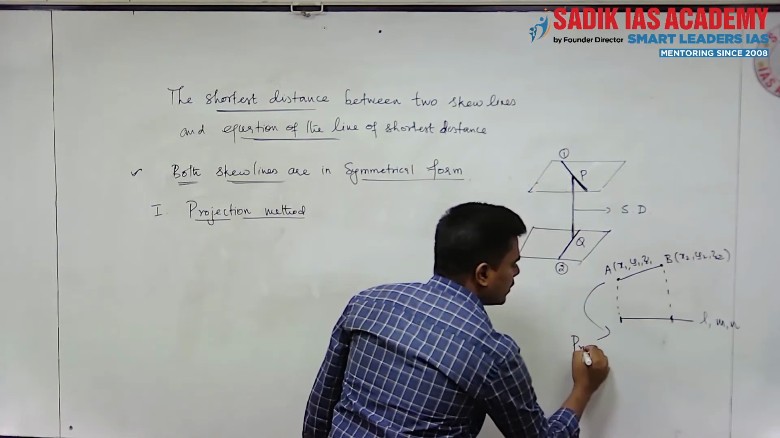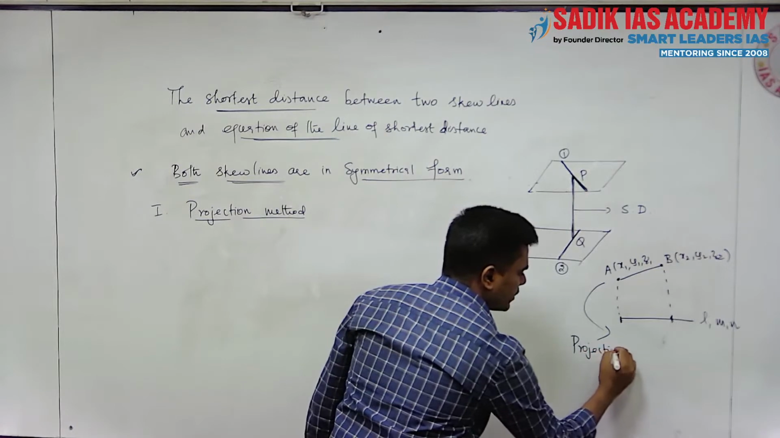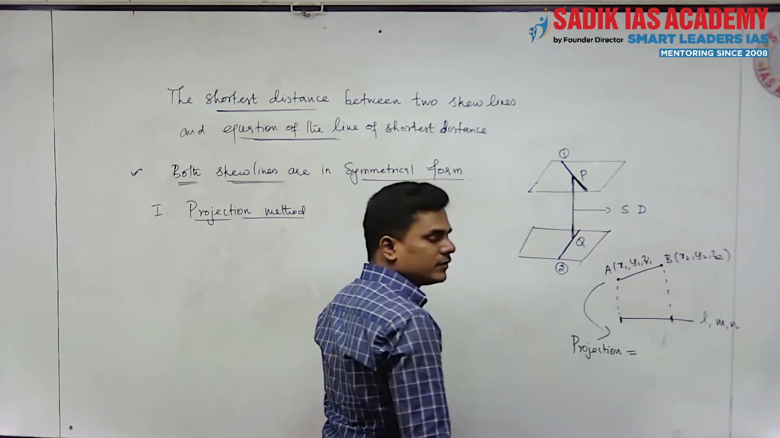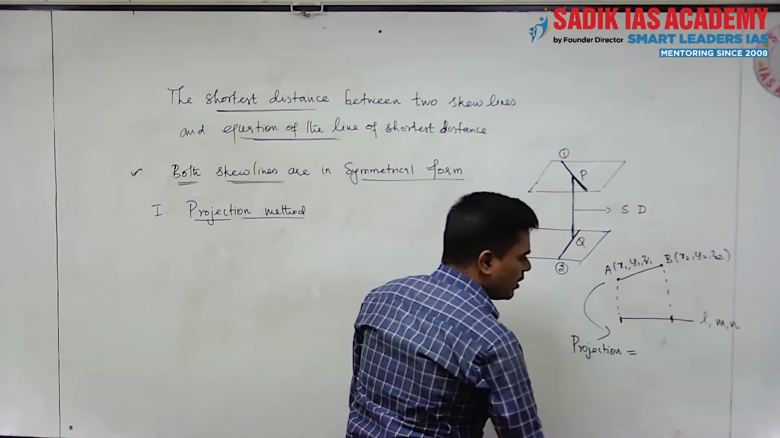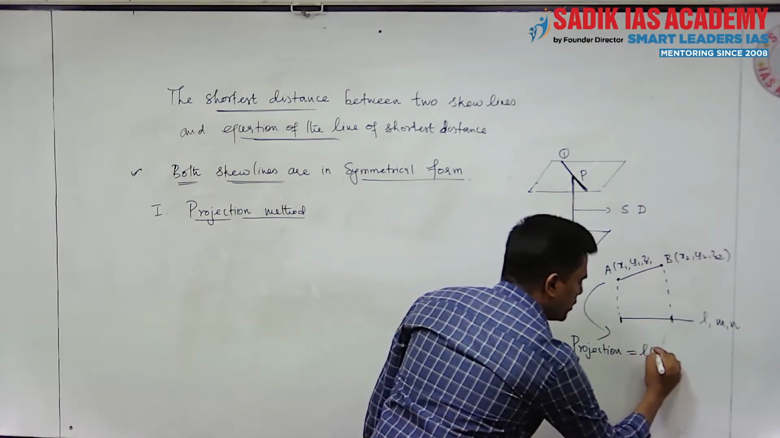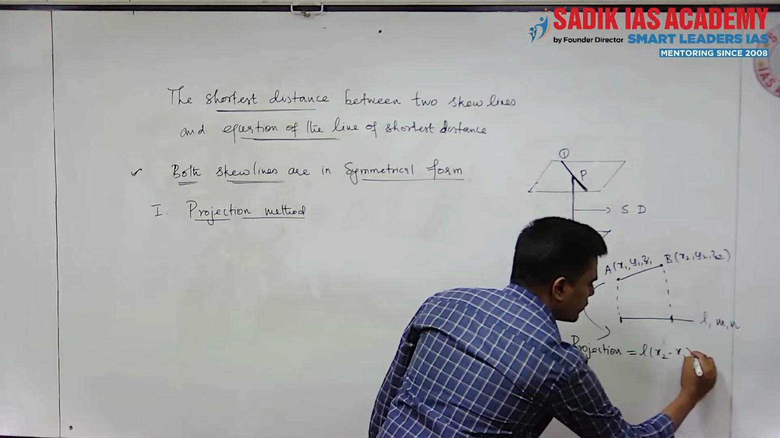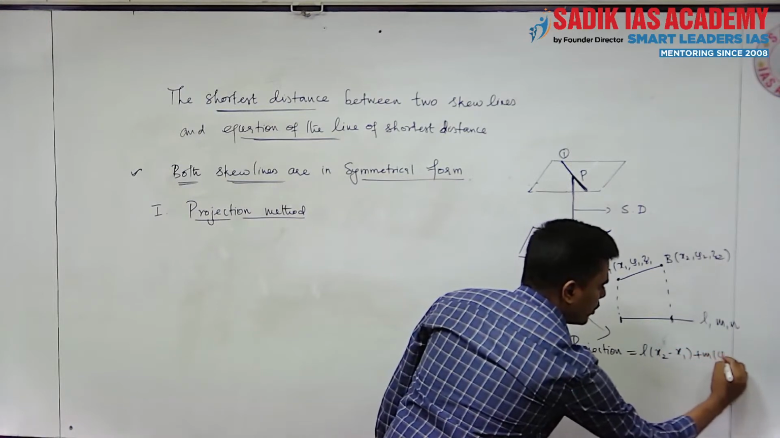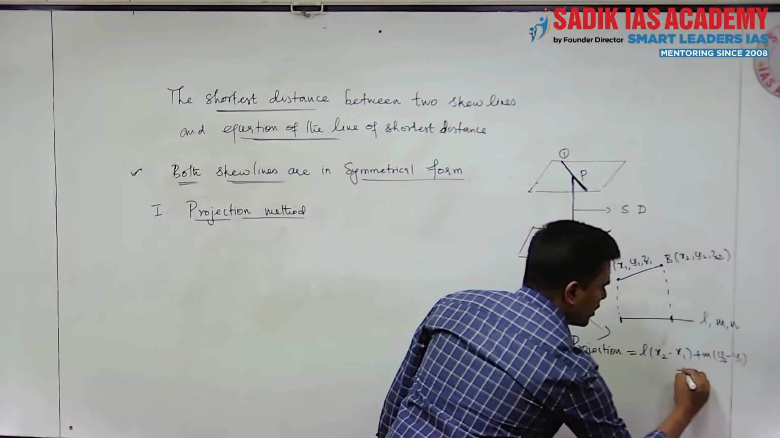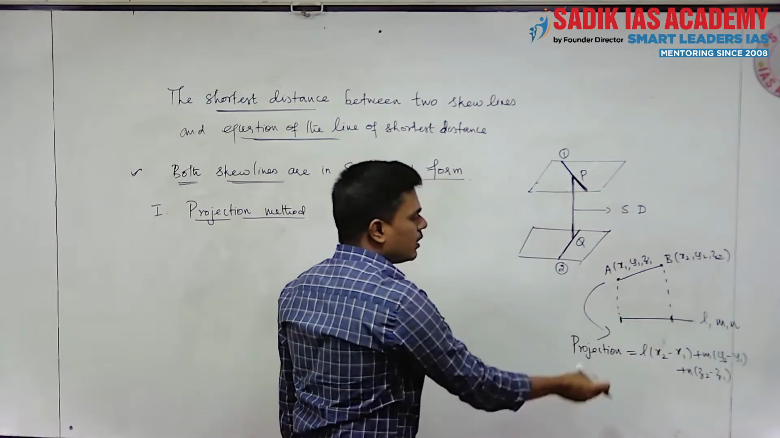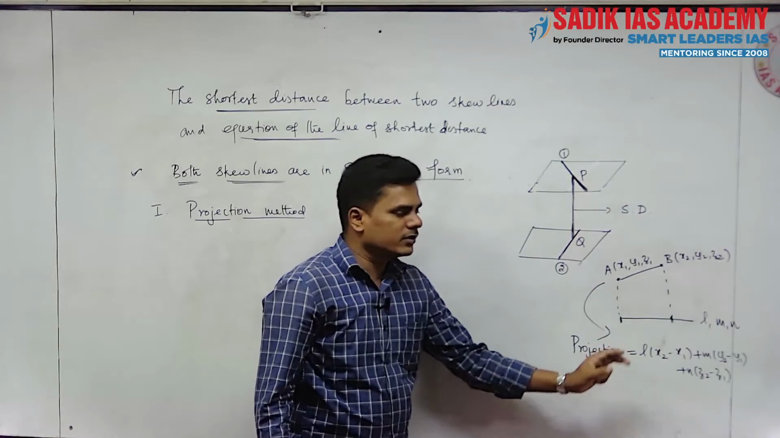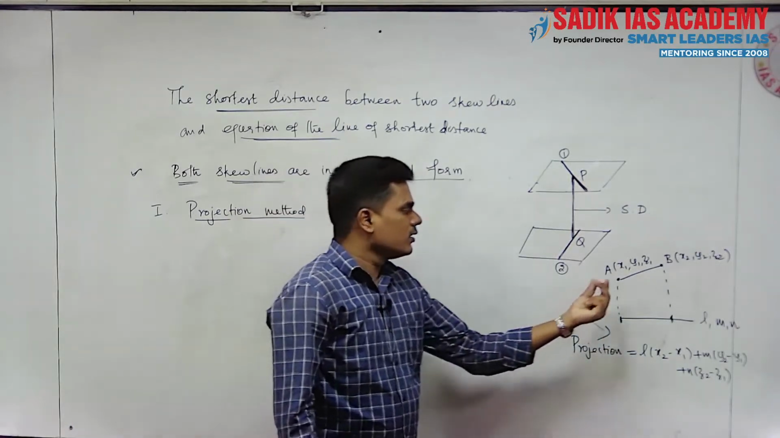So, the length of the projection is going to be given by what? The formula I reminded you of yesterday. It is l into x2 minus x1 plus m into y2 minus y1 plus n into z2 minus z1. It is going to give the length of the projection of this line on this line.